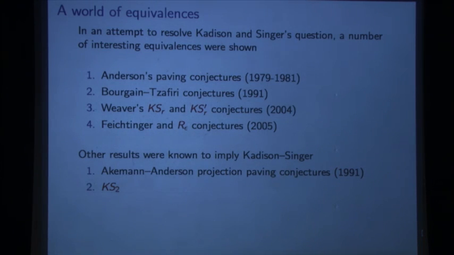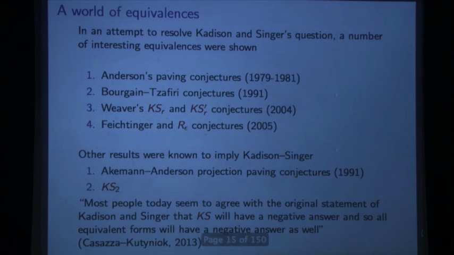And other results were known to imply Kadison-Singer. So there was another collection of conjectures known as the Akemann-Anderson projection paving conjectures, which are known to be stronger than Kadison-Singer, to imply Kadison-Singer, and KS2 in particular, one of the KSR problems, is also known to imply Kadison-Singer.